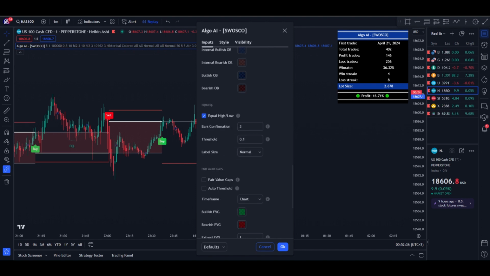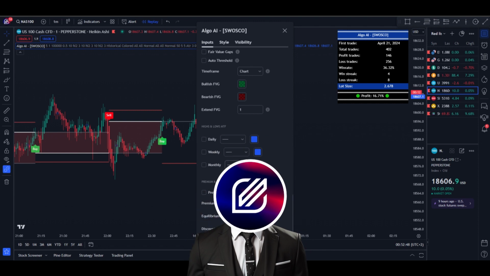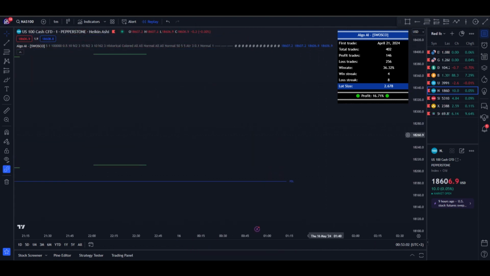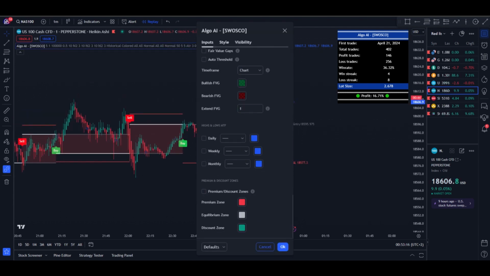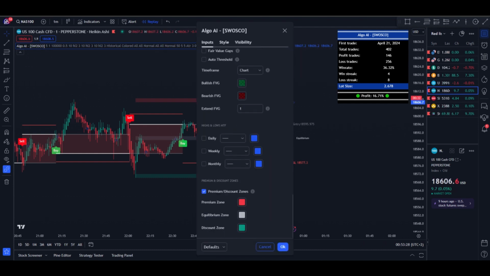Next up are the fair value gaps. Keep in mind that the indicator will only show FVGs that have not been filled yet. The highs and lows MTF will show you the highest and lowest points of the last day, week, month. And lastly, we have premium and discount zones. Here you can only play around with the colors if the default ones are not to your liking.